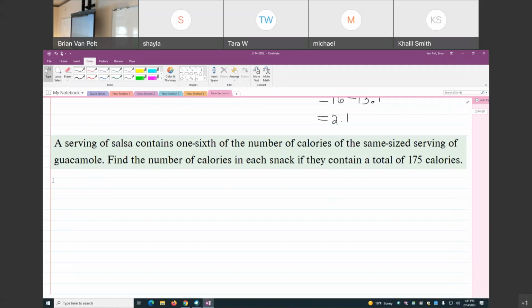So let me tell you that, before I let you do it, what letters would you use in this problem? Hopefully I've inspired you a little bit. What letters would you use for your unknown quantities? S and G. Does that make sense to you to use S and G? Salsa and guacamole? All right.